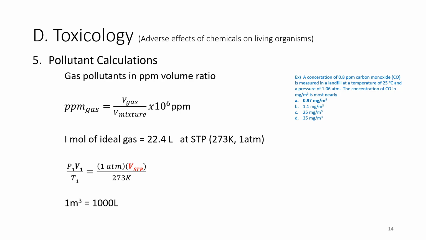You may see questions involving air pollution. Here, you will need to use PV equals nRT and all the related gas laws. Knowing 1 ppm by volume is 1 milliliter per cubic meter is important, as shown in this example. What would you do when you see a problem like the one shown here?